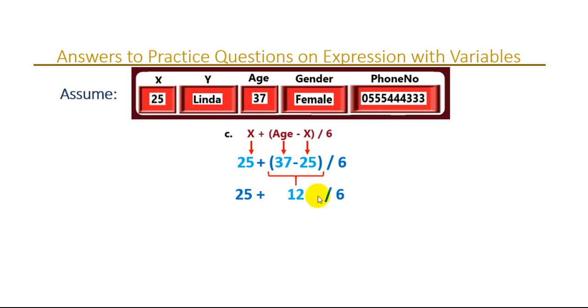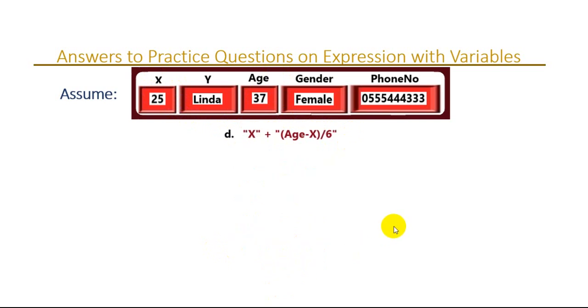Now, what do we have? We have a plus and a division. Which one do we do first? We do the division first. Division has higher priority over addition. 12 divided by 6 is 2, and we have the 25 plus here. So now we have the final part, 25 plus 2, which is 27. So assuming x contains 25 and age contains 37, the answer is 27. If we solve this expression, you have to get 27.